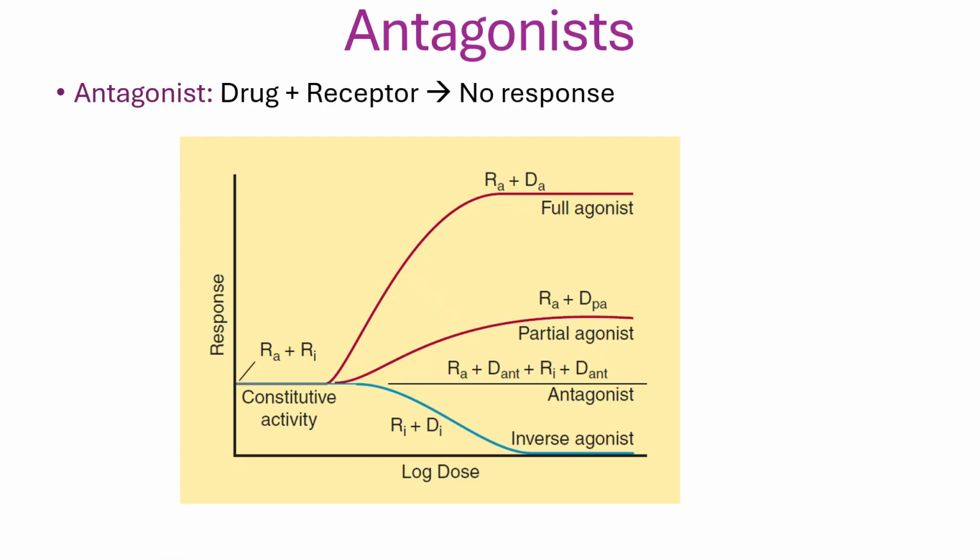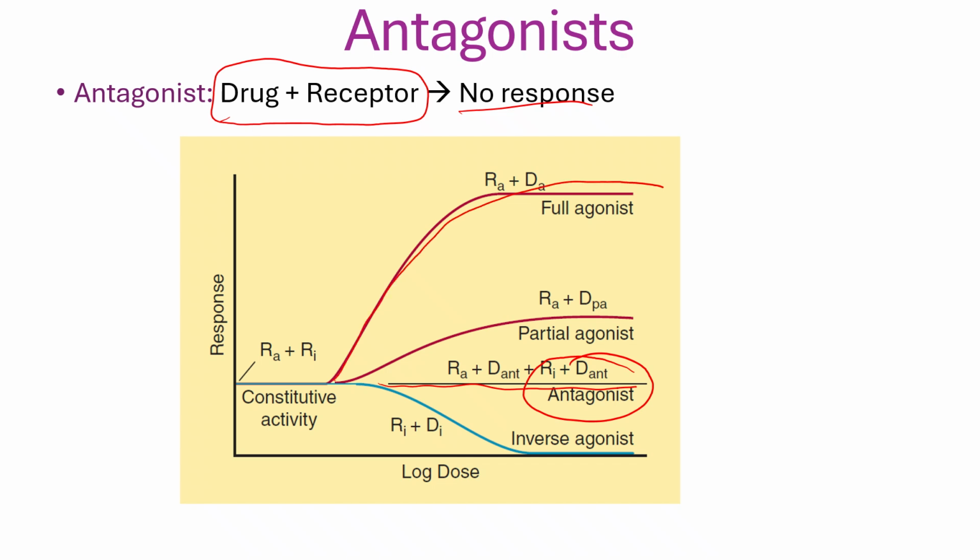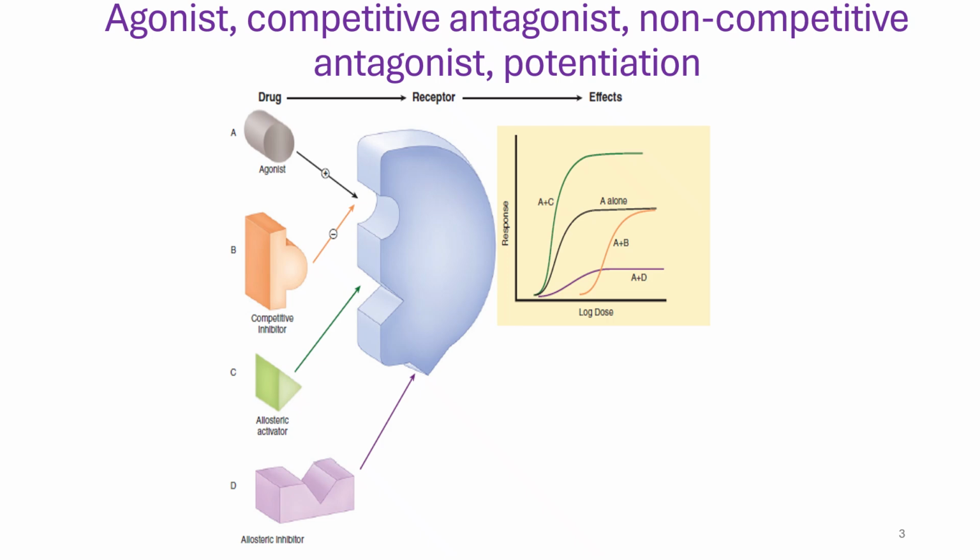So before moving on, first we should know what an antagonist is. An antagonist is a medication or drug or agent that binds to the receptor, so that means it has an affinity, but there is no response. When you see it in the dose response curve, here is the antagonist. Antagonist binds to the receptor, but there is no response. Whereas a full agonist has 100% response, a partial agonist less than 100% response, whereas an inverse agonist decreases the constitutive activity or basal activity of the receptor.